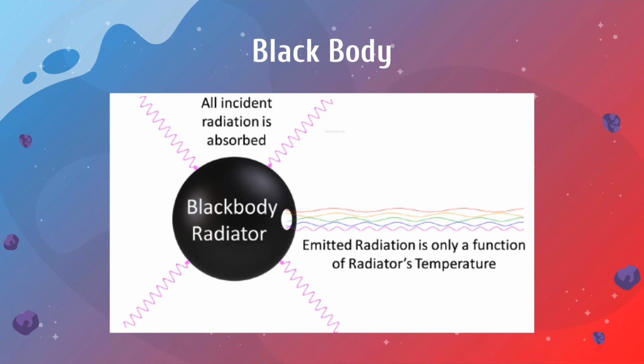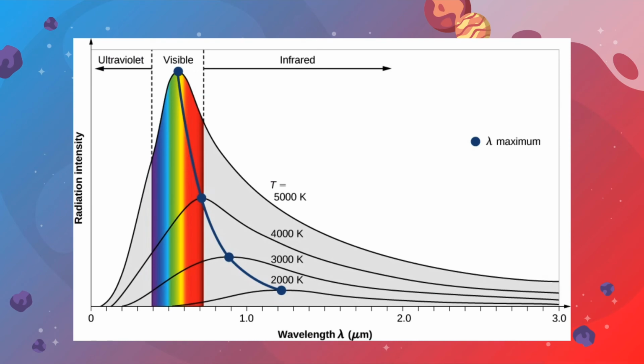Stars radiate like a black body due to their very high temperatures. A black body refers to a surface that absorbs all the incident radiation and would therefore look black when cold. Black bodies also emit radiation in a spectrum that is wholly dependent on their temperature, with peak intensity at a wavelength given by Wien's law.